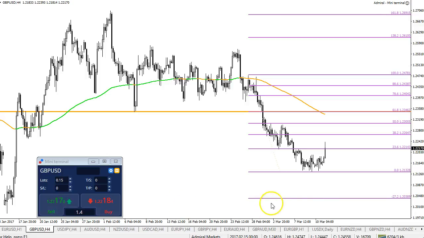Okay, let's continue with the pound USD 4-hour chart. You see that price is breaking out of the downtrend. The bearish channel was so nice.